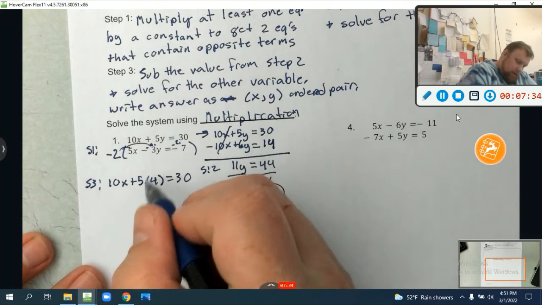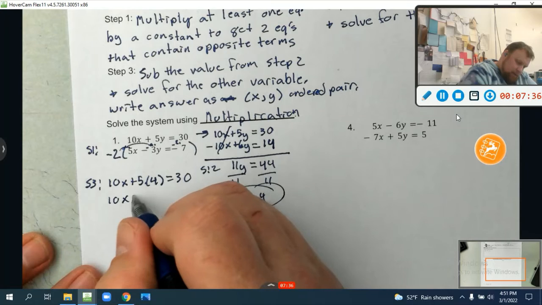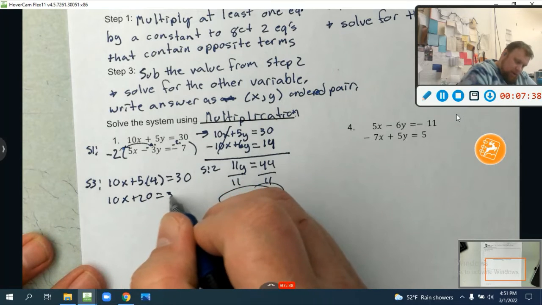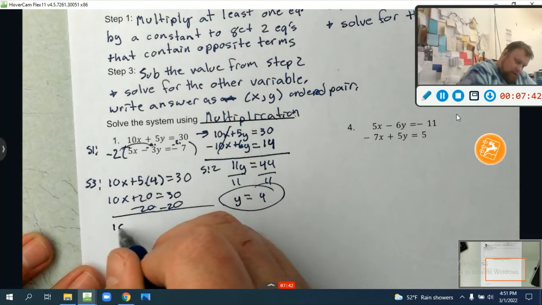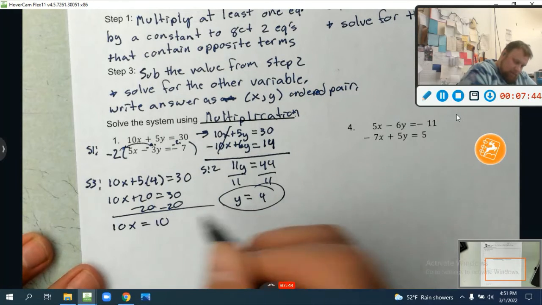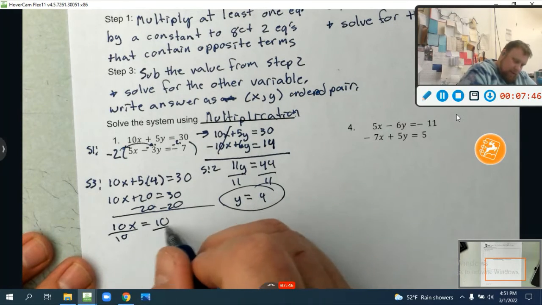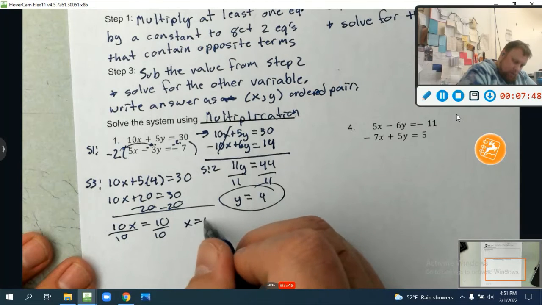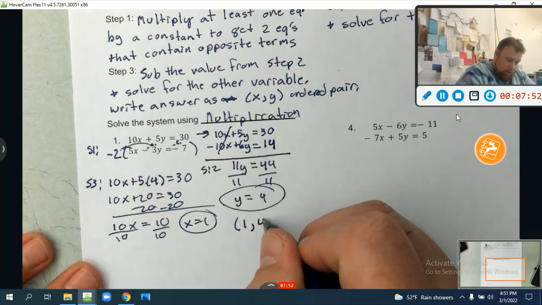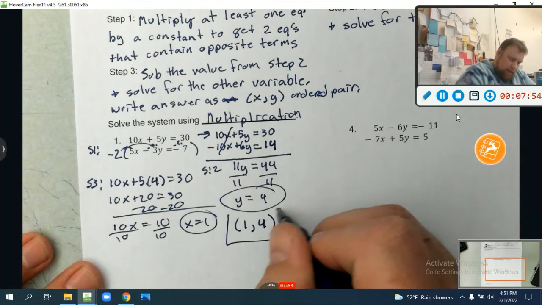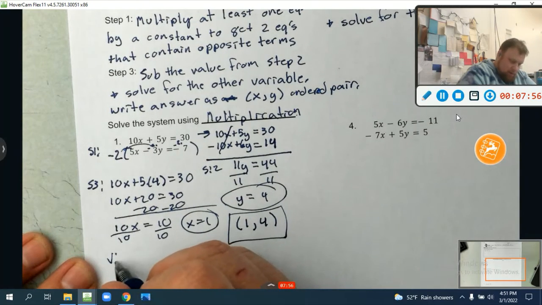And let's finish that out. That's going to be 10x plus 20 equals 30. Subtract that from both sides. 10x equals 10. Divide both sides by 10. And we have x equals 1. Or the ordered pair, (1, 4). Now, of course, I like to check it. Check in the bottom.